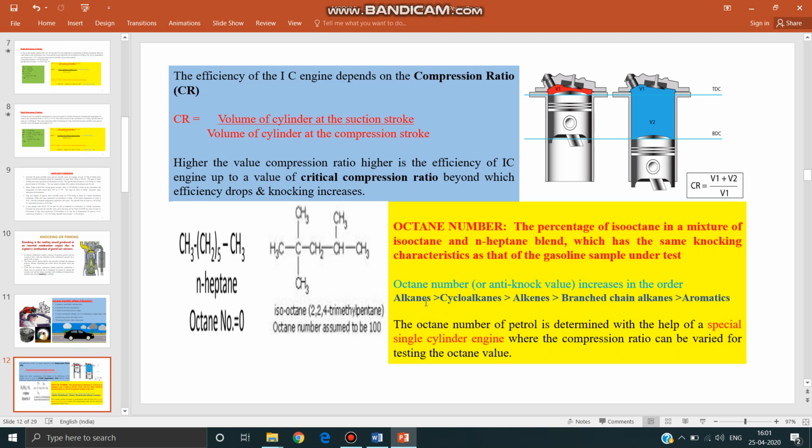alkanes have very low anti-knocking characteristic, or low octane number. And for this octane number, please reverse this sign. Octane number is least for alkanes and it's highest for aromatics. This is the structure of isooctane and n-heptane.